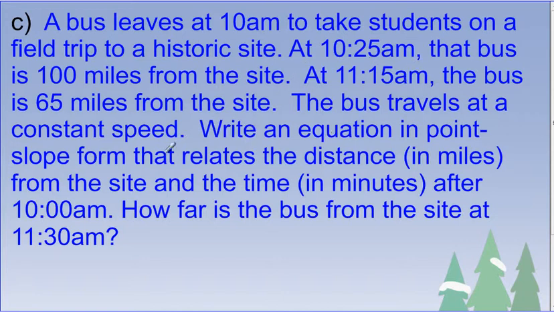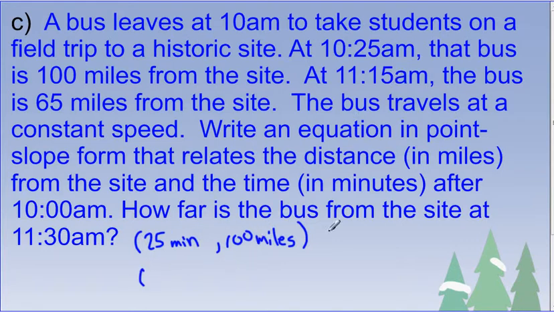Write an equation in point-slope form that relates the distance in miles from the site and time in minutes after 10 o'clock. How far is the bus from the site at 11:30? So the two units they're giving us is distance in miles and time after 10 o'clock. So for example, this one here, time after 10 o'clock would be 25 minutes, and the distance would be 100 miles. So let me put that down. 25 minutes, 100 miles. I'm not sure which one's the x and the y. These might be backwards, but I'm just putting down my thoughts for now.